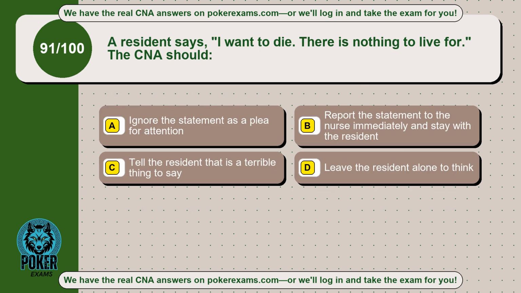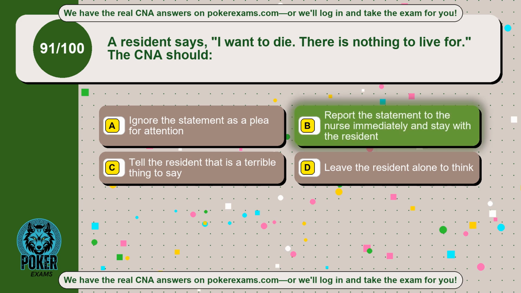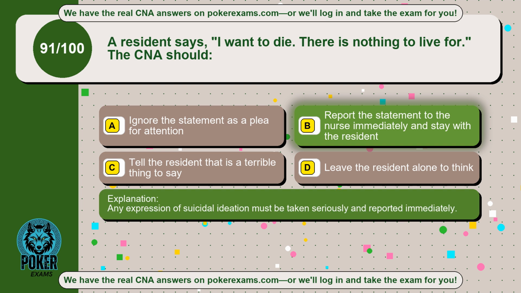Question 91. A resident says, "I want to die. There is nothing to live for." The CNA should: Option A, ignore the statement as a plea for attention. Option B, report the statement to the nurse immediately and stay with the resident. Option C, tell the resident that is a terrible thing to say. Option D, leave the resident alone to think. The correct answer is option B, report the statement to the nurse immediately and stay with the resident. Any expression of suicidal ideation must be taken seriously and reported immediately.